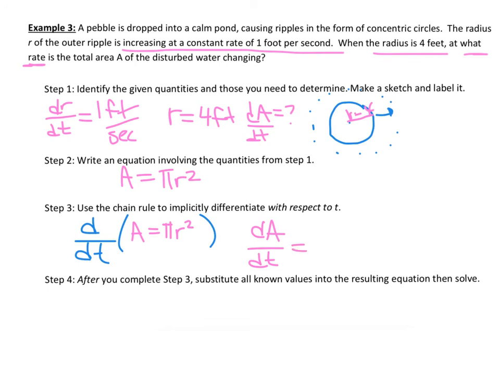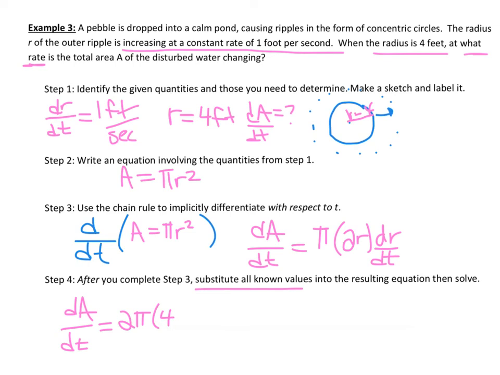So I get dA/dt is equal to pi. Now I'm going to do the derivative of r squared. That's going to be 2r times dr/dt. Once I have that, now I'm going to substitute all my values and then solve it. I don't know dA/dt, that's what I'm looking for. I have pi times 2r, or 2 pi, times my r at that point, which is 4 feet, times my dr/dt, which is 1 foot per second.